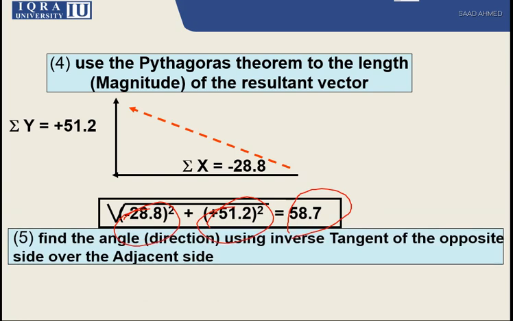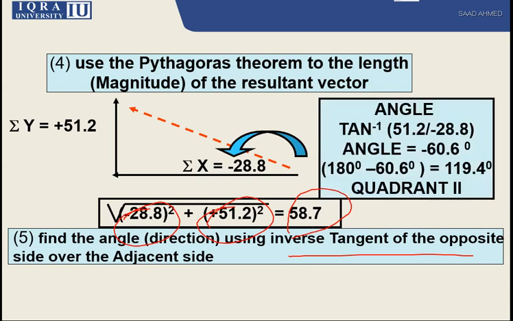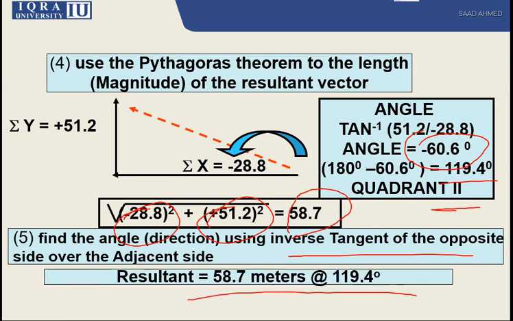Find the angle using inverse tangent of the opposite side over the adjacent side. See, the angle, tangent inverse, is 51.2 upon minus 28.8. The angle comes out to be minus 60.6 degrees, and you subtract it from 180, which gives you 119.4. You can see here that it is in the second quadrant, and the resultant is 58.7 meters at 119.4 degrees.